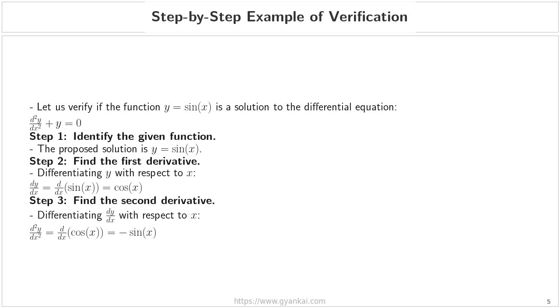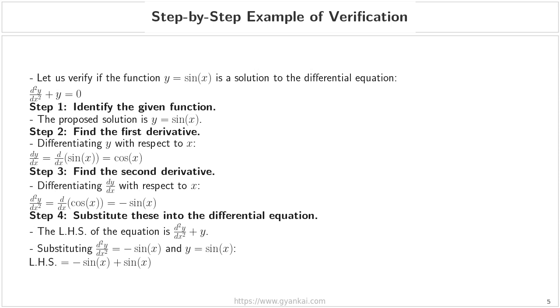Moving to step 3, we need to find the second derivative. This means we take the derivative of our previous result, the first derivative, with respect to x. Differentiating cosine of x gives us negative sine of x. Therefore, the second derivative, or d squared y over dx squared, equals negative sine of x.